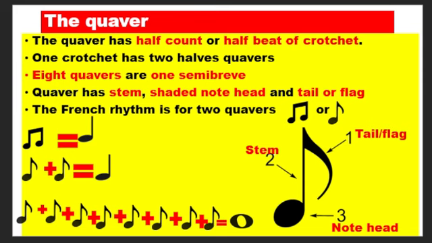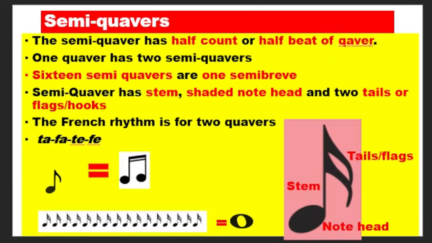Quaver. The quaver is half of the crochet. So the French rhythm name of the quaver is tate. It has a tail, hook, flag, stem, and a head. So one crochet makes 2 quavers. A pair of quavers makes 1 crochet. So as I have added, 8 quavers make a semibreve.